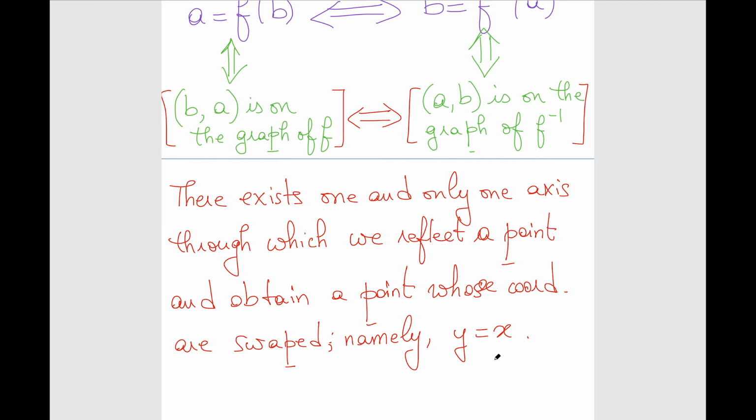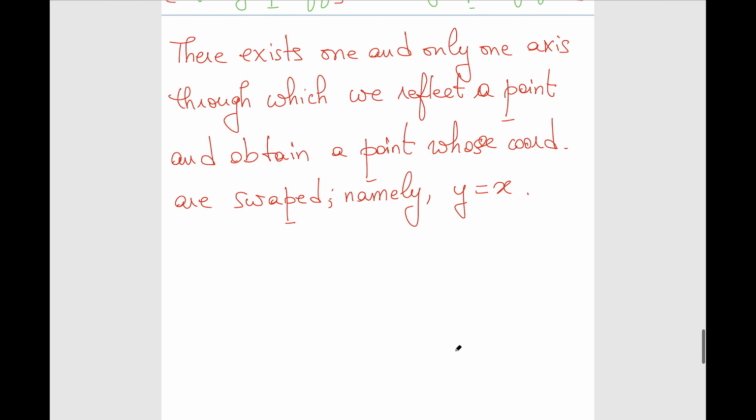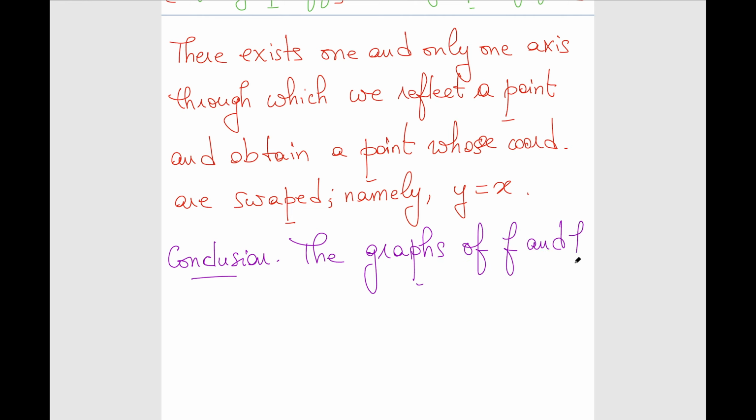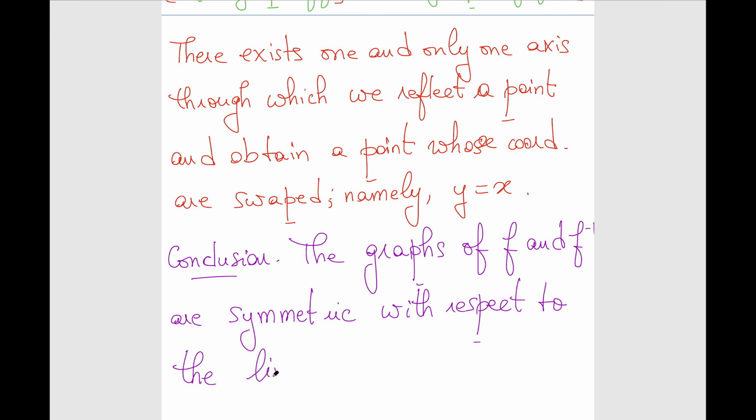So long story short, the graph of f and the graph of f inverse are symmetric with respect to this line. This is the conclusion. Okay, so let me record this. Conclusion. The graphs of f and f inverse are symmetric with respect to the axis or the line y equals x.